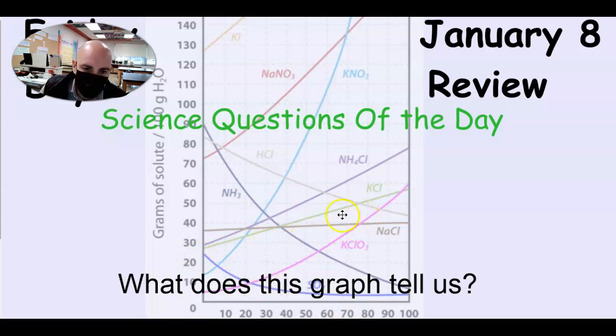So each curve represents a specific material. Most of these are compounds, some of them are elements, and what we want you to do is to figure out how much material dissolves. As you can see, the majority of these curves are increasing as you increase temperature, but sometimes the amount of solute goes down. You can actually read from the graph at a given temperature how much material will dissolve in grams.